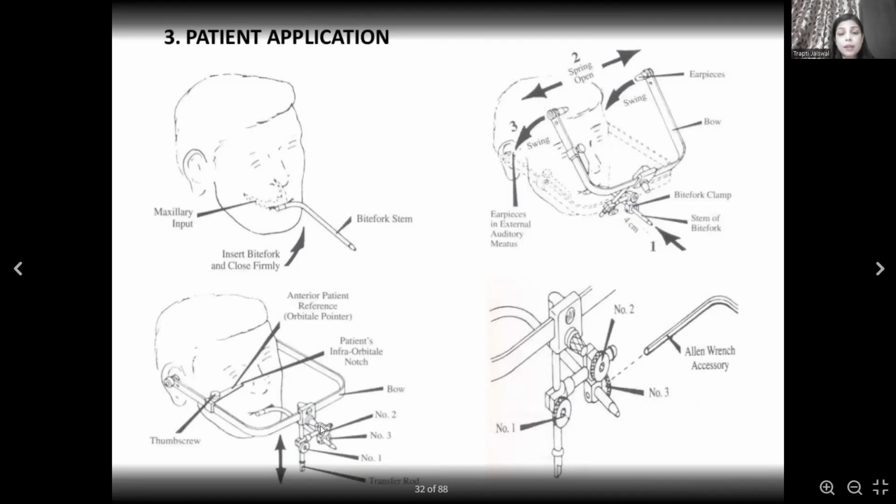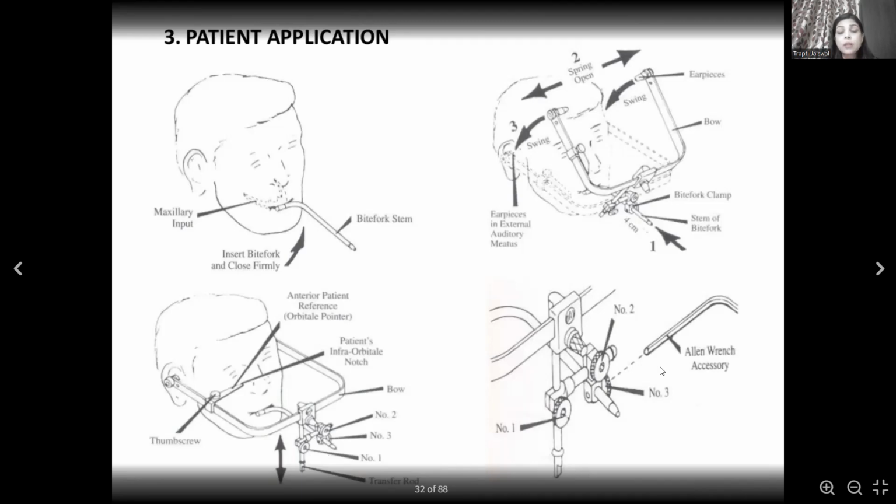And then we are locking the number two screw, and after that the third, number three screw. This is the transfer rod, and the horizontal one is the transverse rod. Now, very gently, we'll remove the earpieces. The spring is open, and we'll remove the earpieces, and in the same tightened position we'll remove the facebow assembly from the patient's mouth.